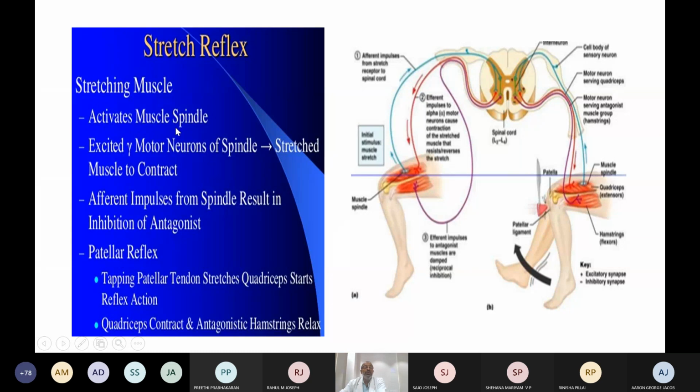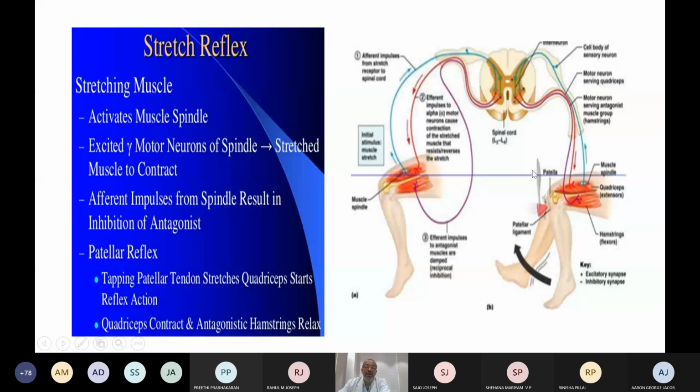So what is happening? You are going to have activity in the muscle spindle, exciting gamma motor neurons of the muscle spindle, resulting in the stretched muscle contracting, with afferent impulses from the spindle resulting in the inhibition of the antagonistic muscle, and this is something you are going to see. So you are going to have the opposite muscle, the hamstring muscle, being inhibited, and the quadriceps femoris is stimulated.